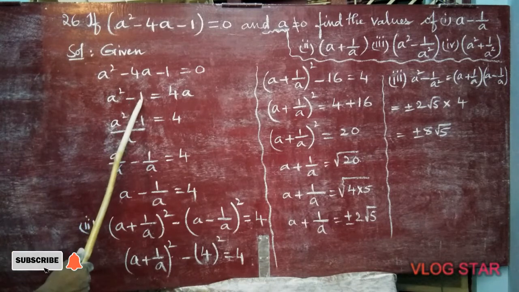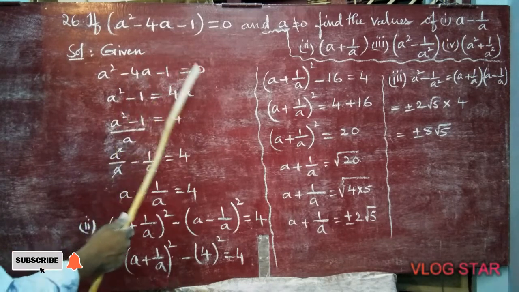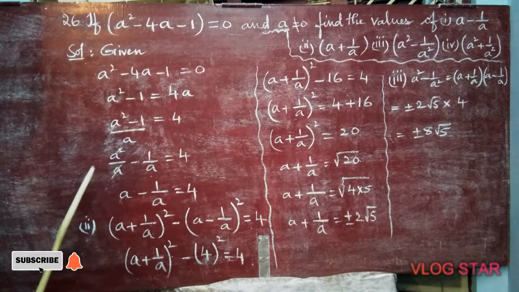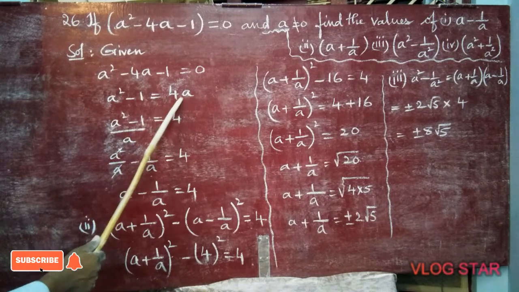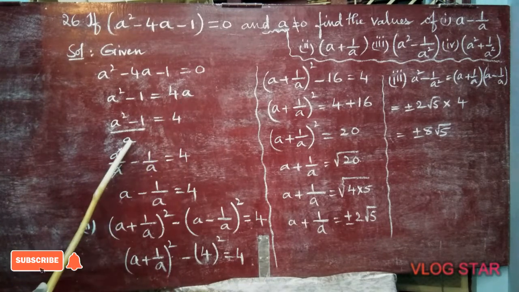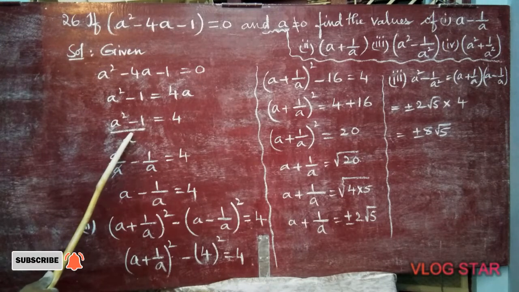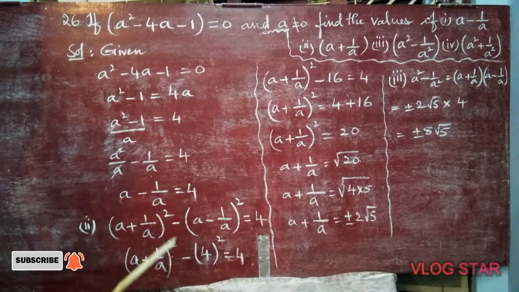a square minus 1, you keep on the left. Take minus 4a from the left side to the right side. Minus becomes plus. What is the meaning of 4a? 4 into a. Multiplication again comes to the left side as division. So (a square minus 1) by a is equal to 4.